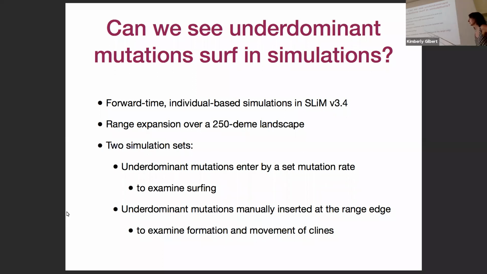So we used SLiM, this forward-time individual-based simulation program, and did a range expansion over a 250-deme landscape, just in one dimension. And we have a mutation rate that allowed underdominant mutations to enter. This was to look at the process of these mutations surfing and if it matches our expectation from the discrete model in the previous slide. I also will show you in a moment, after some more simulations, where we also force these mutations to exist at a range front to look at how they move after the range expansion is over, but I'll come back to that point.